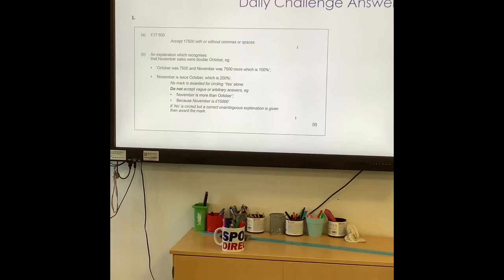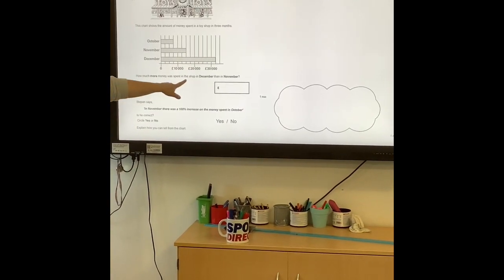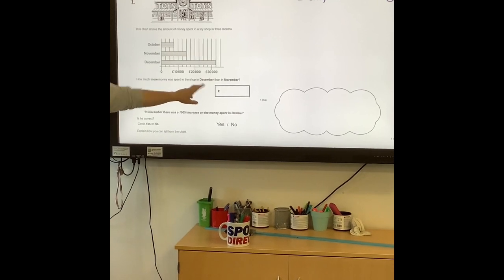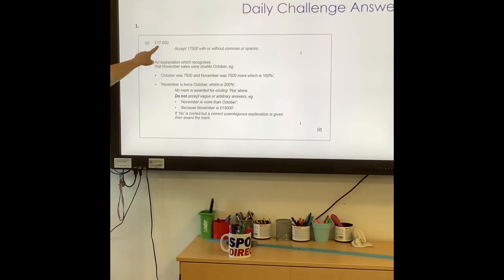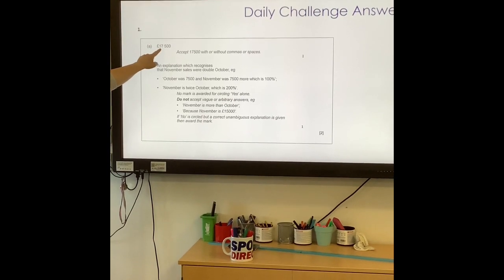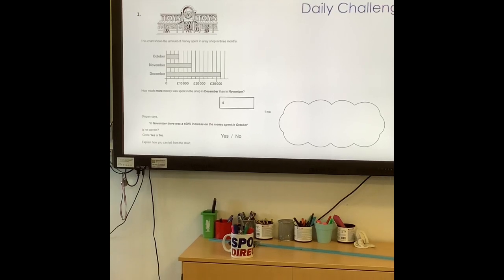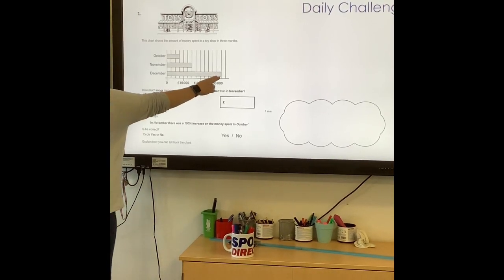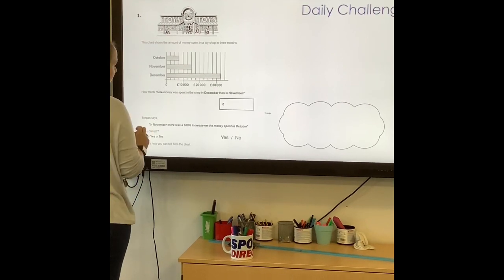So the answer to the first one, number 1, how much more money was spent in the shop in December than November, sorry. The answer to that is £17,500. What you needed to do is find December's amount and take November's away to find the difference.